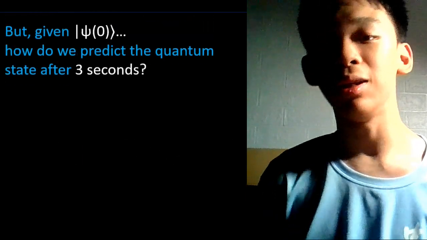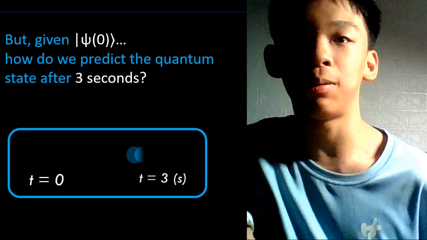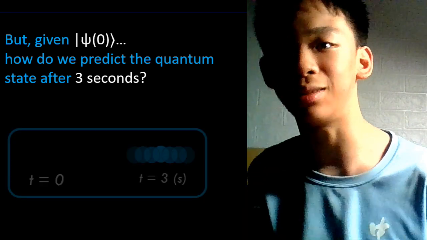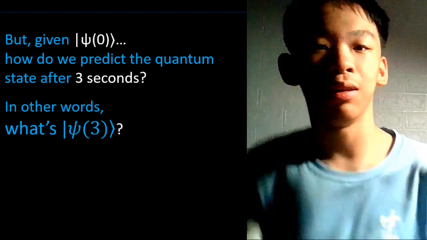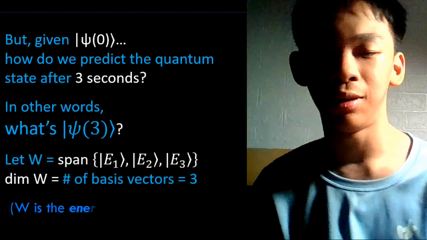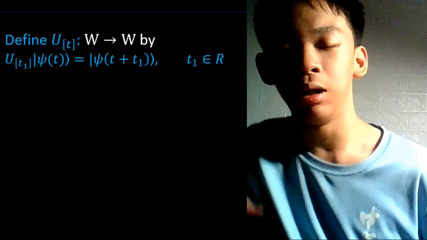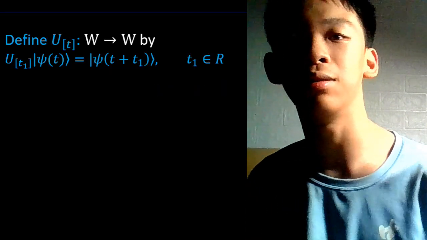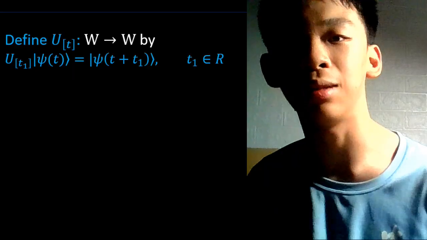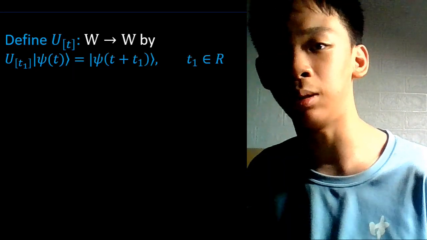But given an initial quantum state psi 0, how do we predict the quantum state after, say, 3 seconds? In other words, can we compute psi of 3? Let V denote our state space above. Clearly, the dimension of it is 3. We may define a time evolution operator, U_t on V, given by U of t1 acting on psi of t equals the ket psi of t plus t1, where t1 is just some real number.